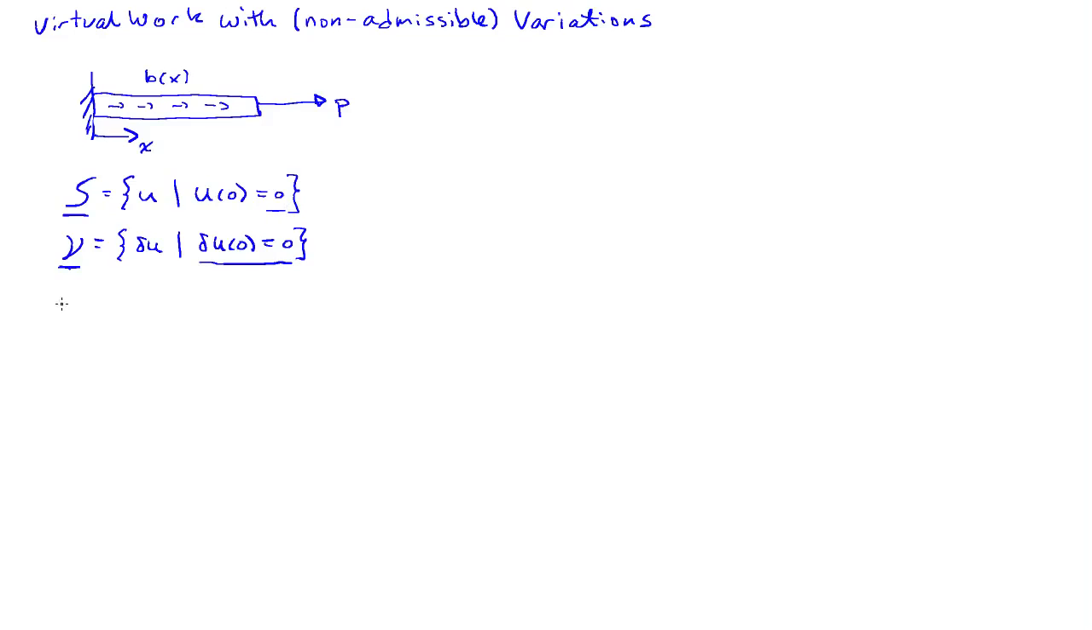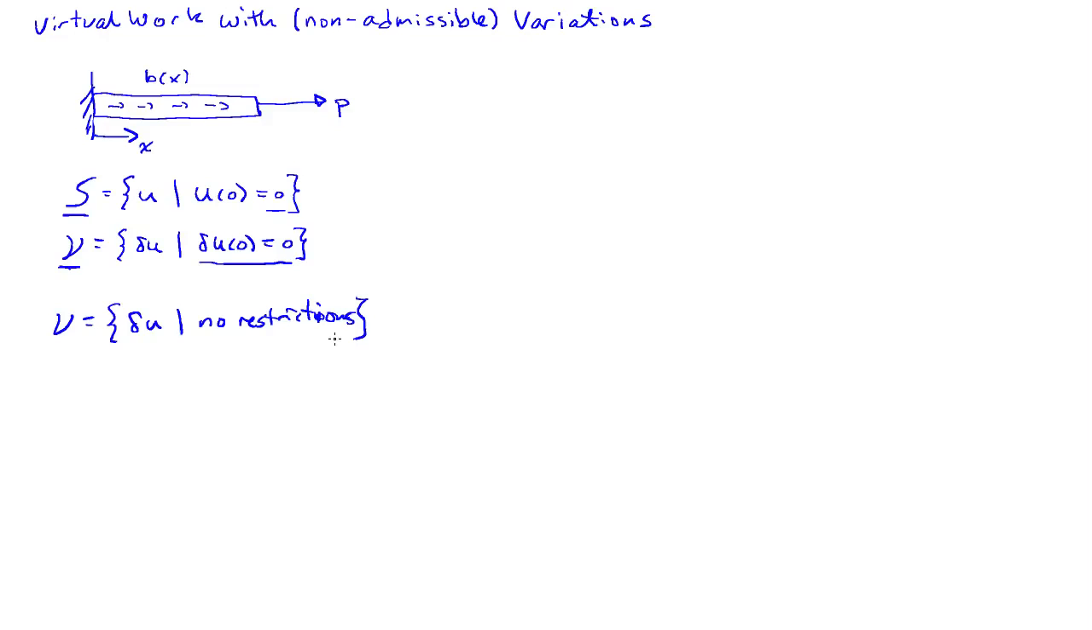We could set up an alternate space of test functions v such that there are no restrictions on the test function. So we don't respect the kinematic boundary conditions.